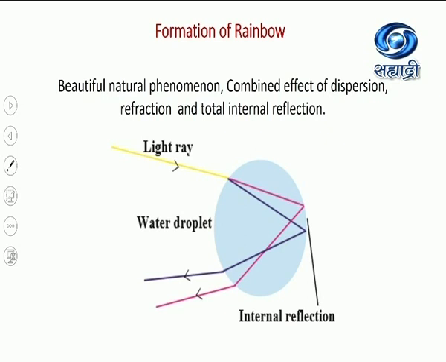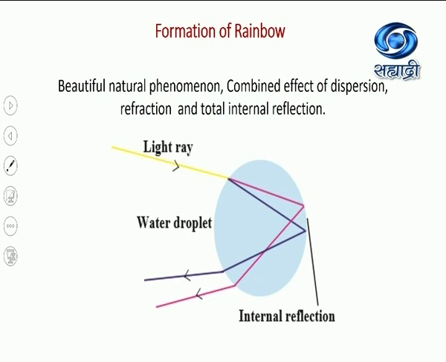The combined effect of different water droplets acting like tiny prisms is to produce a rainbow with red color on the outer side and violet color on the inner side, and the remaining 5 colors lie between these two. The rainbow is seen when the sun is behind the observer and droplets are in front.